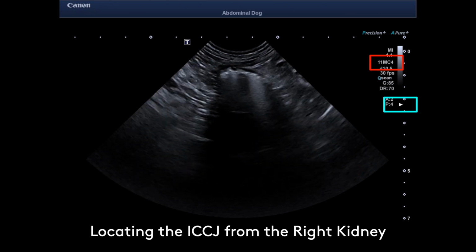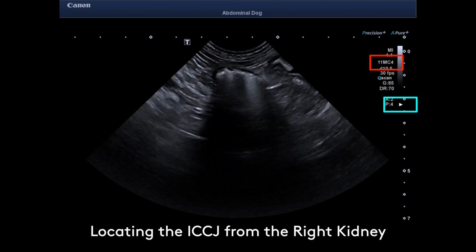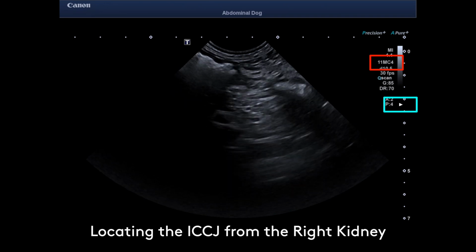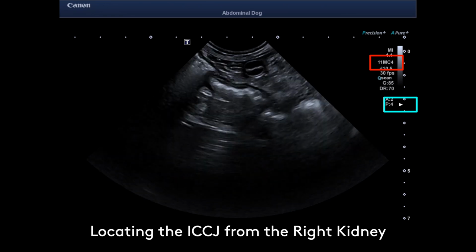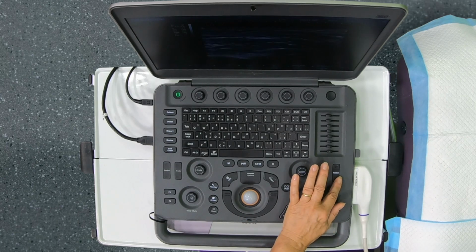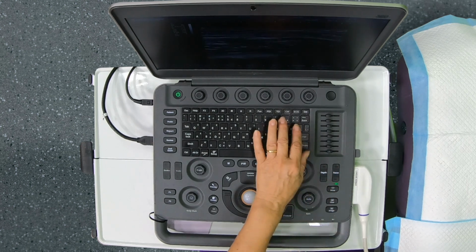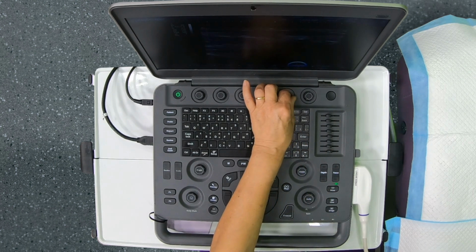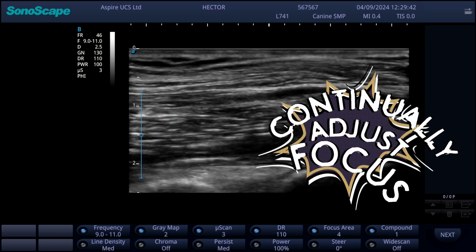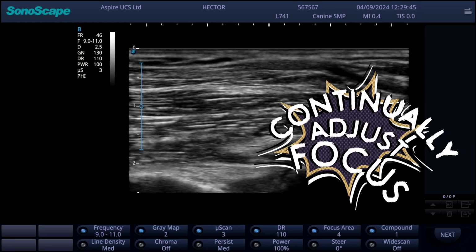So remember, when it comes to the focus, always remember, set it at or just below the level of the region of interest, and you will need to move your focal zone on a relatively regular basis as you move from structure to structure during your scan.